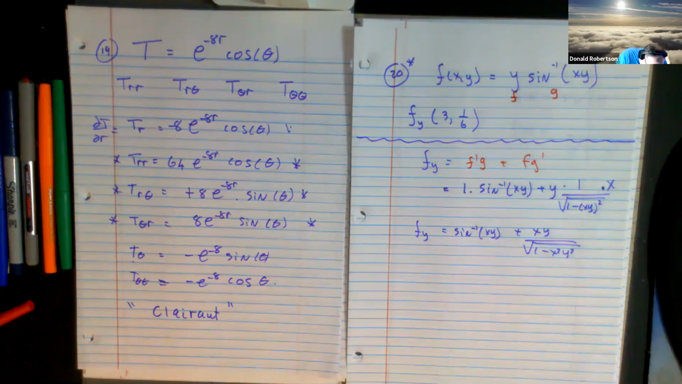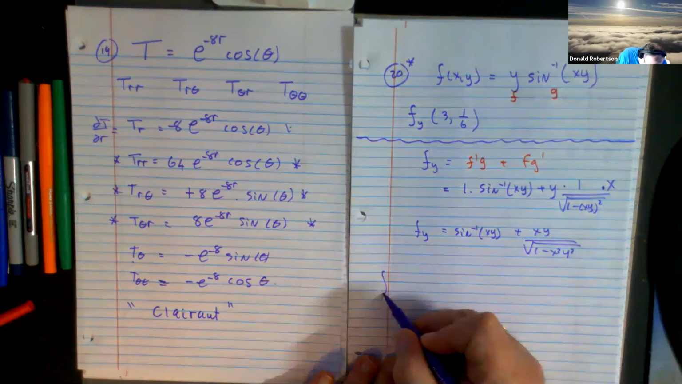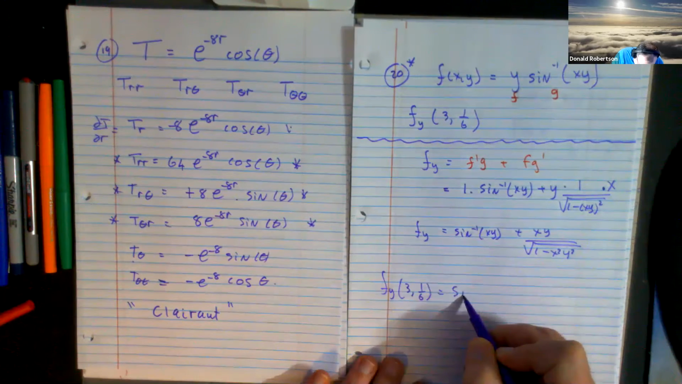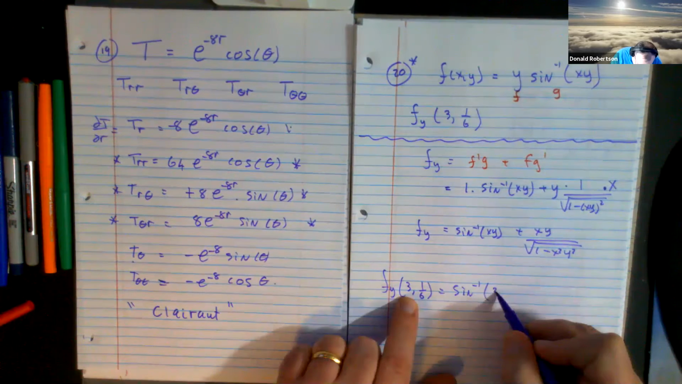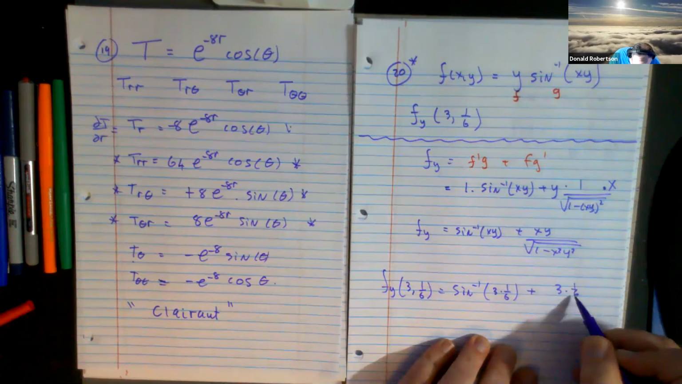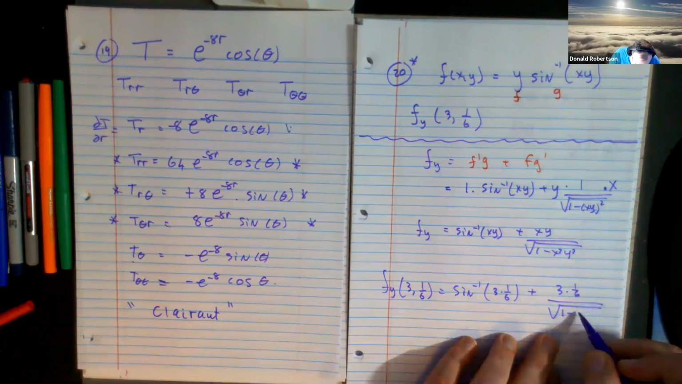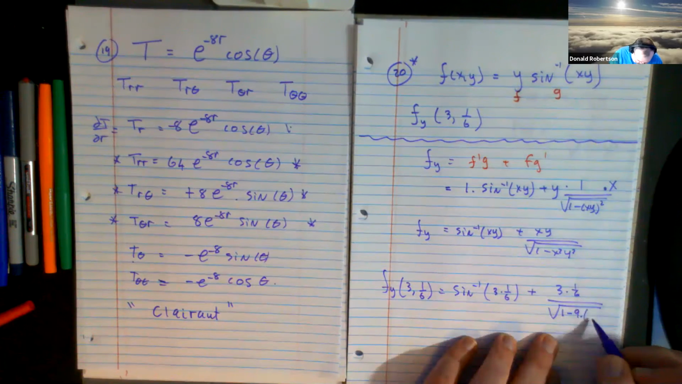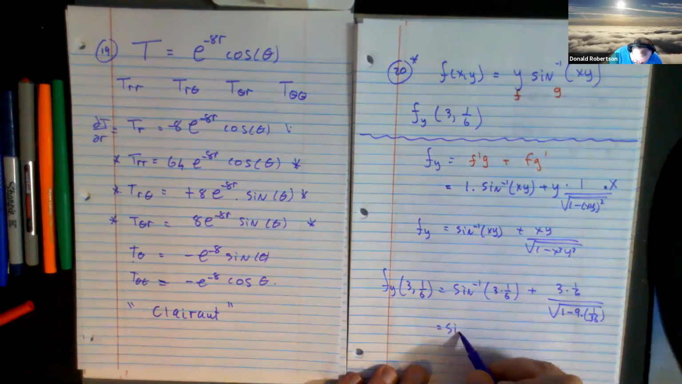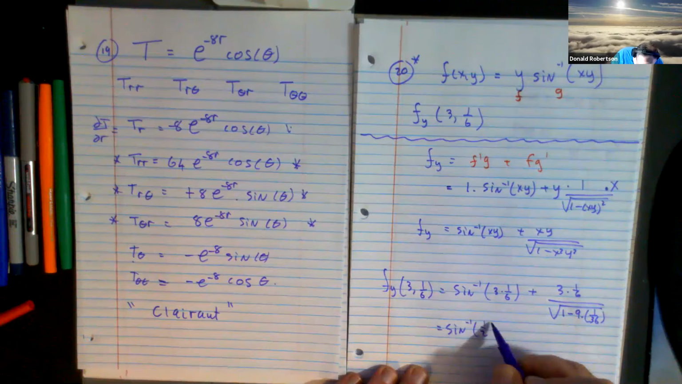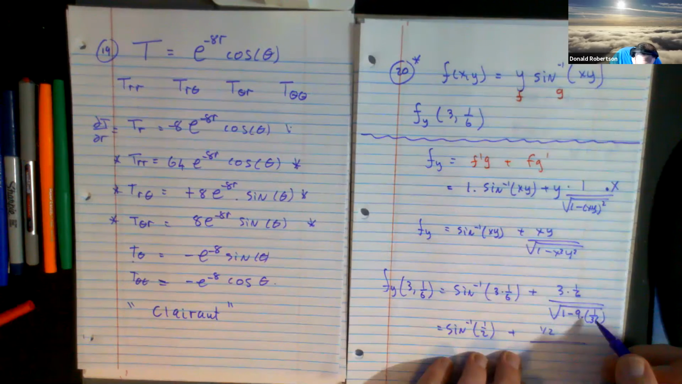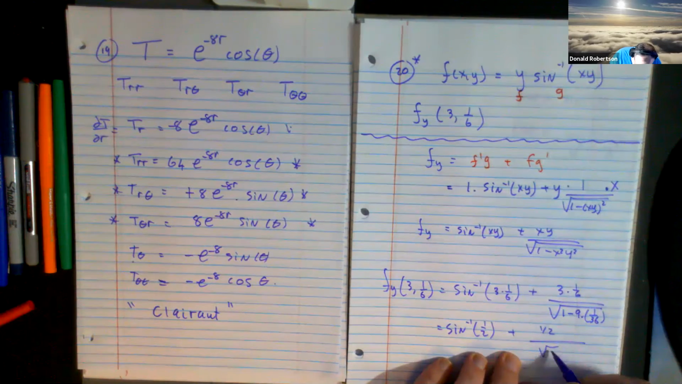Now, to get the partial derivative at 3 comma a sixth, it's going to be the inverse sine of 3 times a sixth plus 3 times a sixth over the square root of 1 take away 3 squared times a sixth squared. So that's going to be inverse sine of a half on the top. That's a quarter, right? So that's 1 minus a quarter is 3/4.